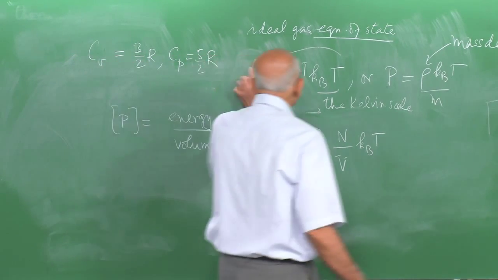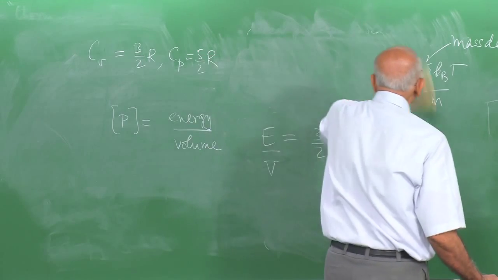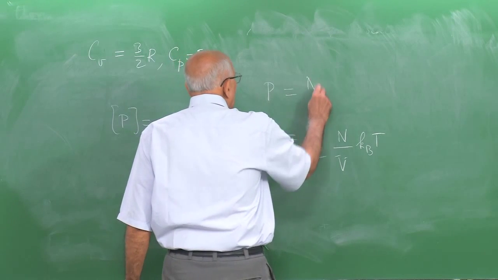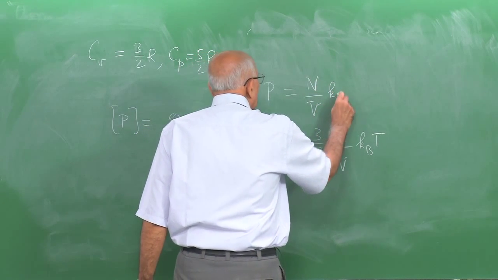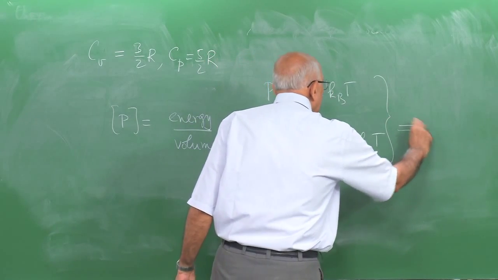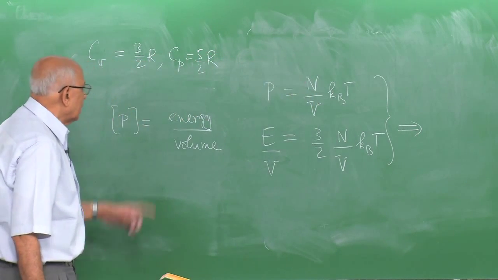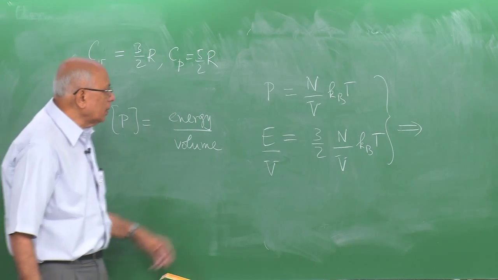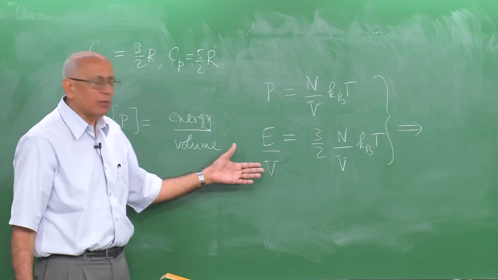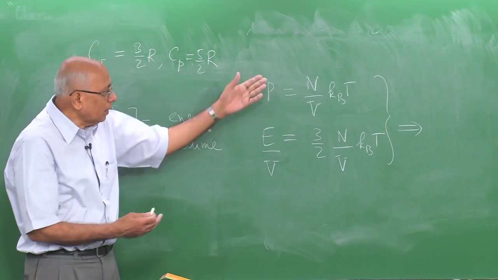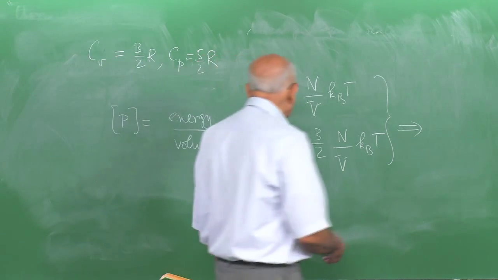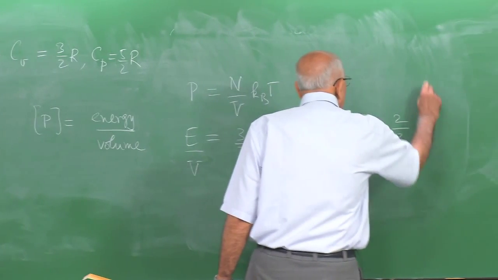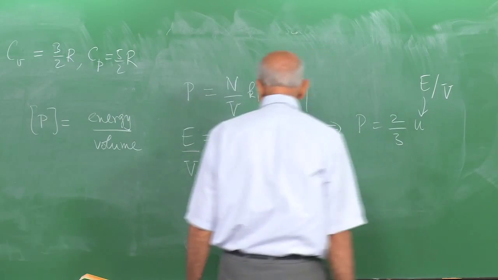On the other hand, the pressure P is equal to N over V k Boltzmann T, and together these tell you at once that the pressure is the energy per unit volume, and the only energy we have in this problem per unit volume is the energy density itself. So these must be related to each other, and this equation of state explicitly tells you that the pressure is equal to 2/3 little u, this is the energy per unit volume here.